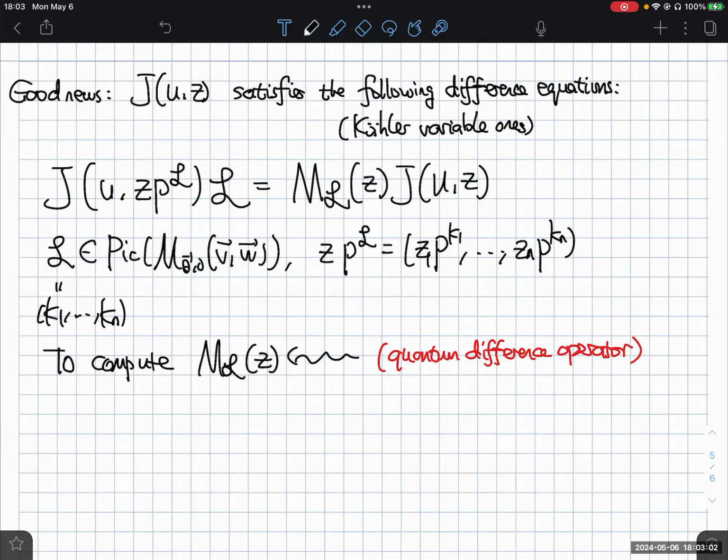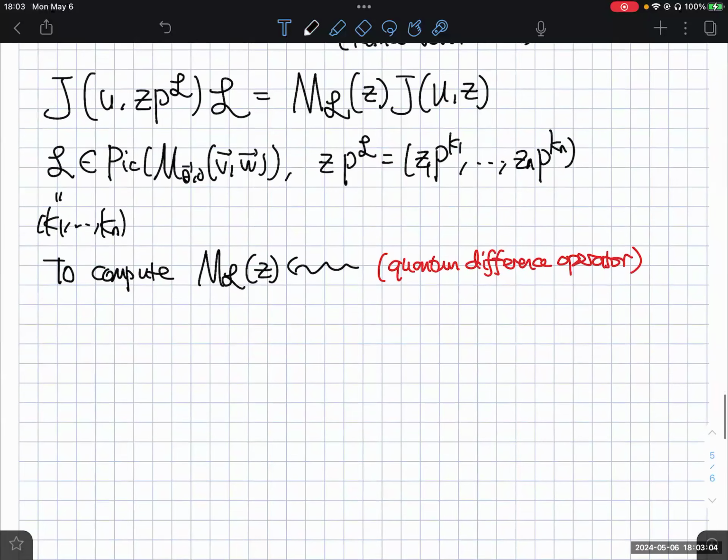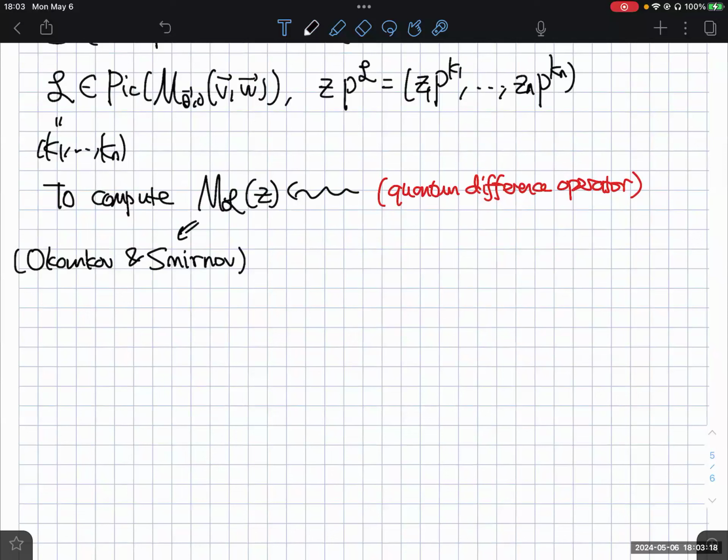The first proposal, in the geometric way, the construction is given by Okounkov and Smirnov. The construction looks like the following. So maybe I should introduce it. I will sketch the construction.